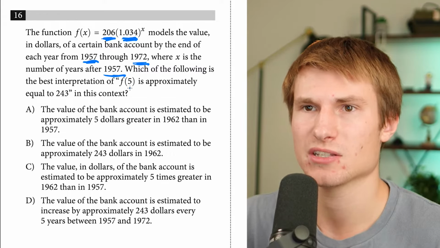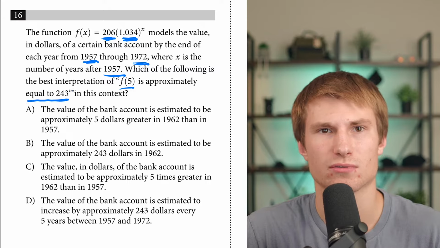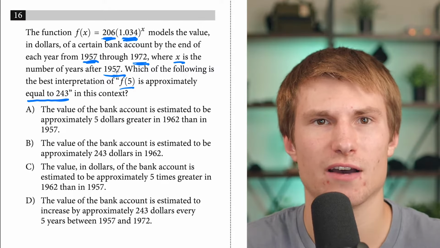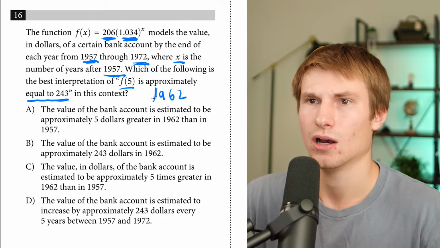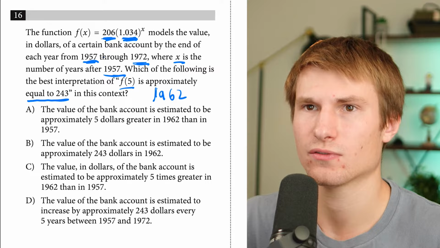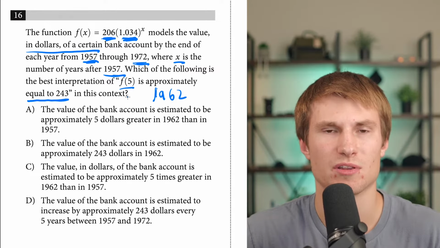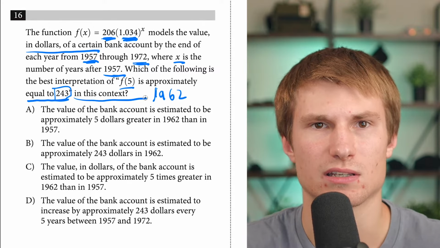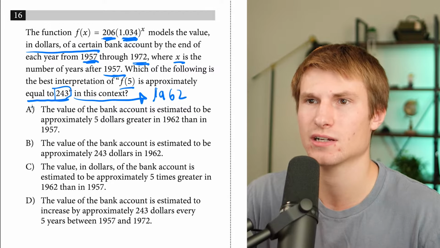Which of the following is the best interpretation of f of 5 is approximately equal to 243 in this context? Well, we know that f of 5 means that we are 5 years after 1957, so that would put us in 1962. And then we know that that's equal to 243. And we know that this is modeling the value in dollars of the bank account. So that would mean the bank account has $243 in 1962. So we have option A, value of the bank account is estimated to be approximately $5 greater in 1962.